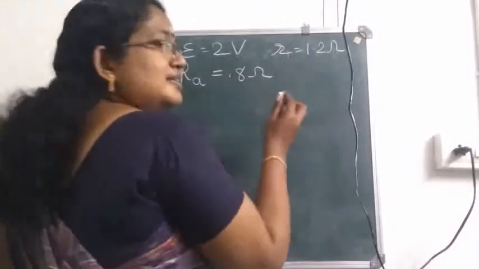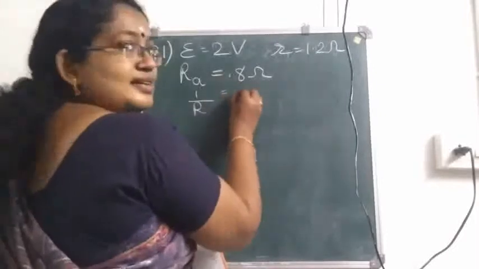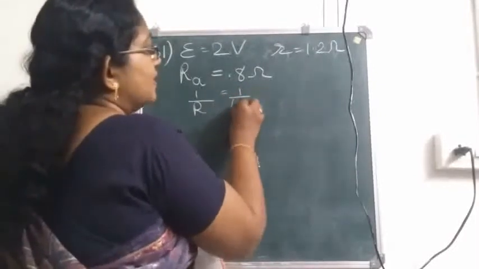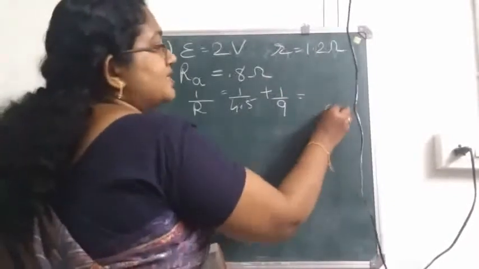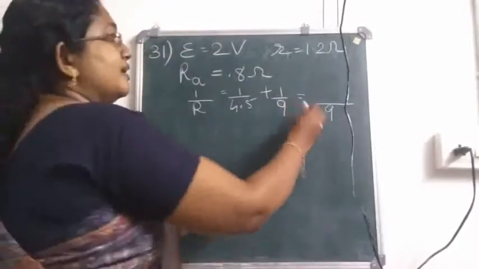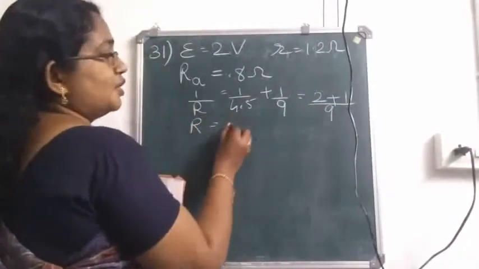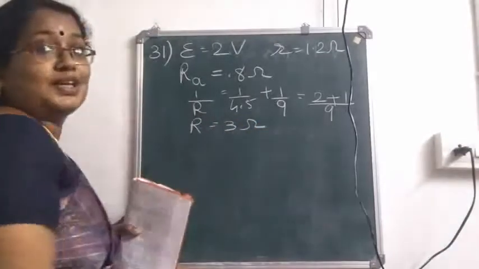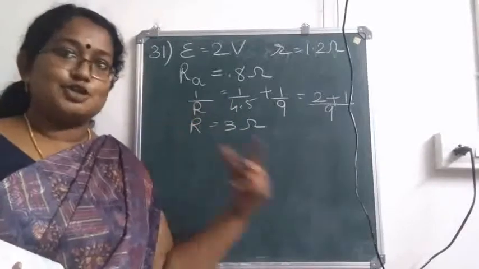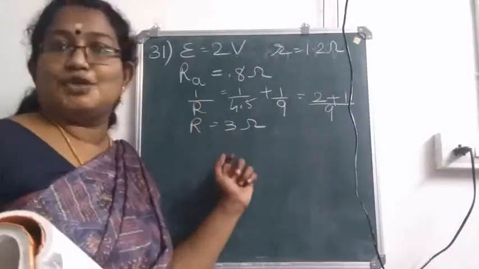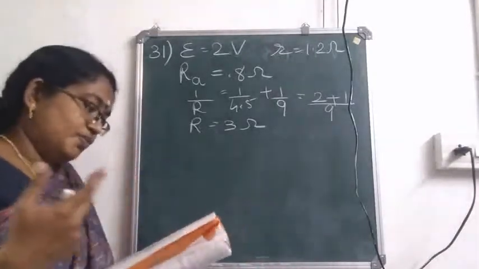So here since a decimal is coming, we can directly solve it. 1 by R is equal to 1 by 4.5 plus 1 by 9. What is the LCM? It is 9. Here 2 plus 1. Now from here R is equal to 9 by 3, which is equal to 3 ohm. Since a decimal point came, I didn't use the equation R1 R2 by R1 plus R2. Instead of that, I have used this equation. Okay.